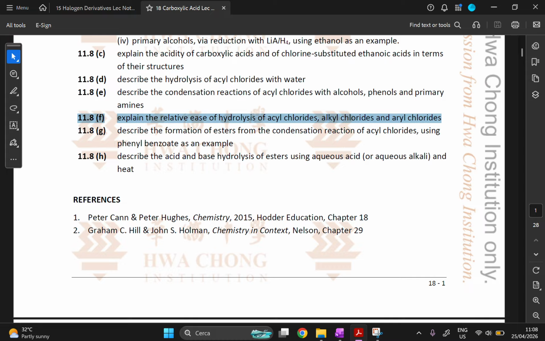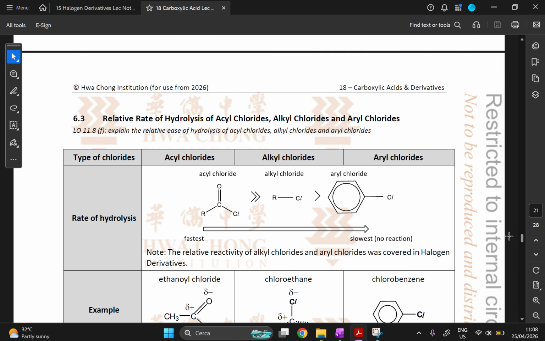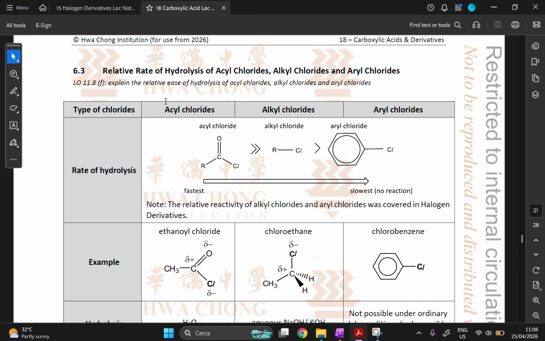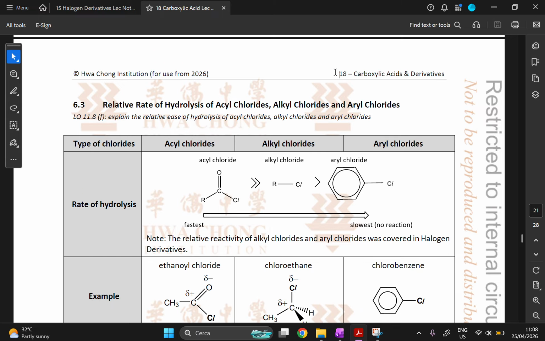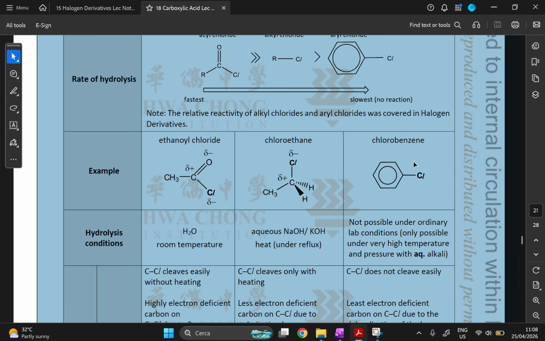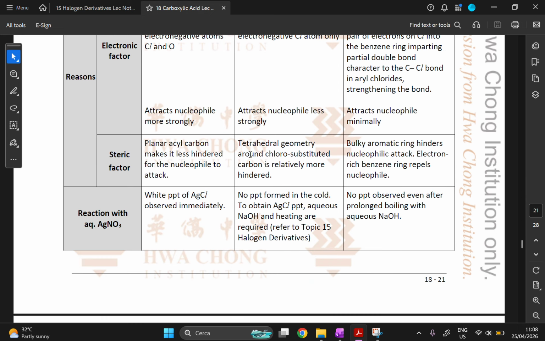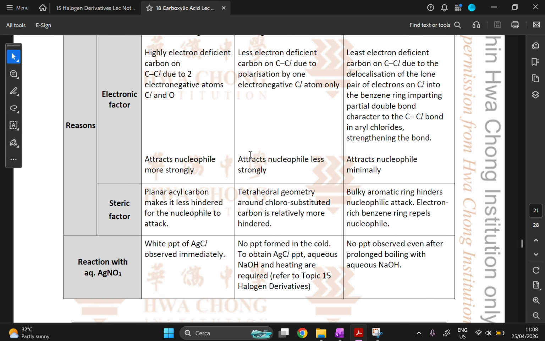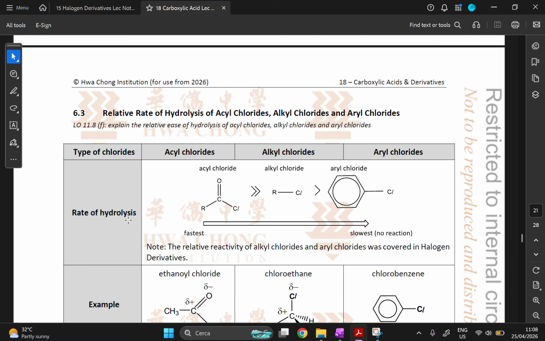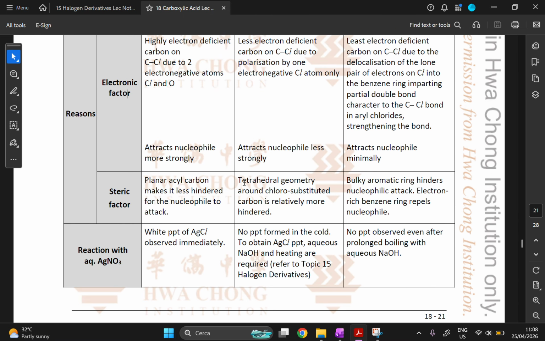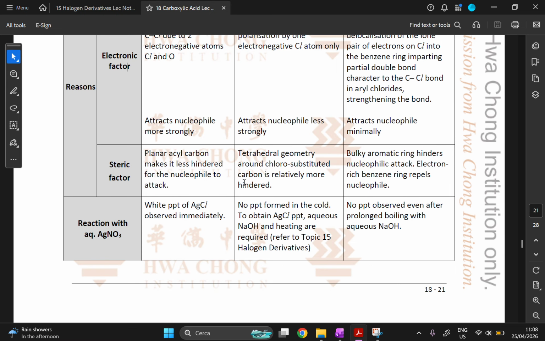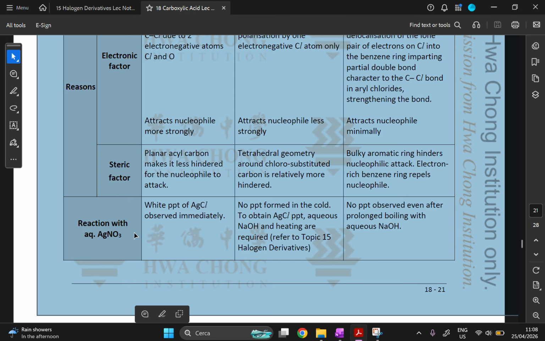And this can be found in section 6 point something. Yeah, 6.3 of your lecture notes on carboxylic acids and derivatives. It shows you this giant table over here, and you see that for each one there's an electronic factor and a steric factor. So more or less this entire table in your lecture notes is just the answer to this question. But I want to point out here, right?